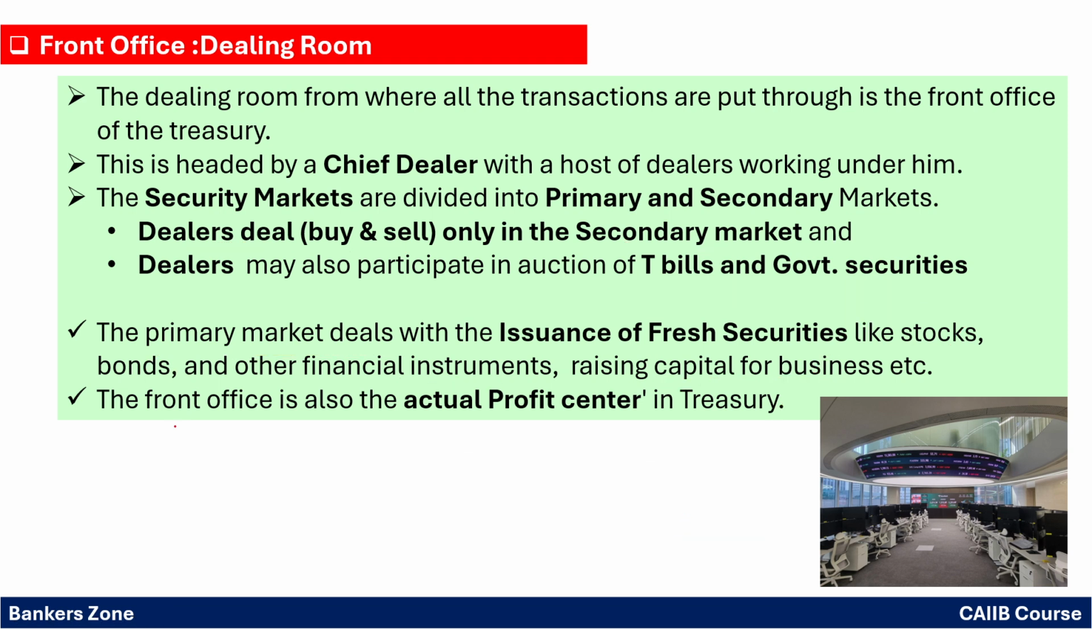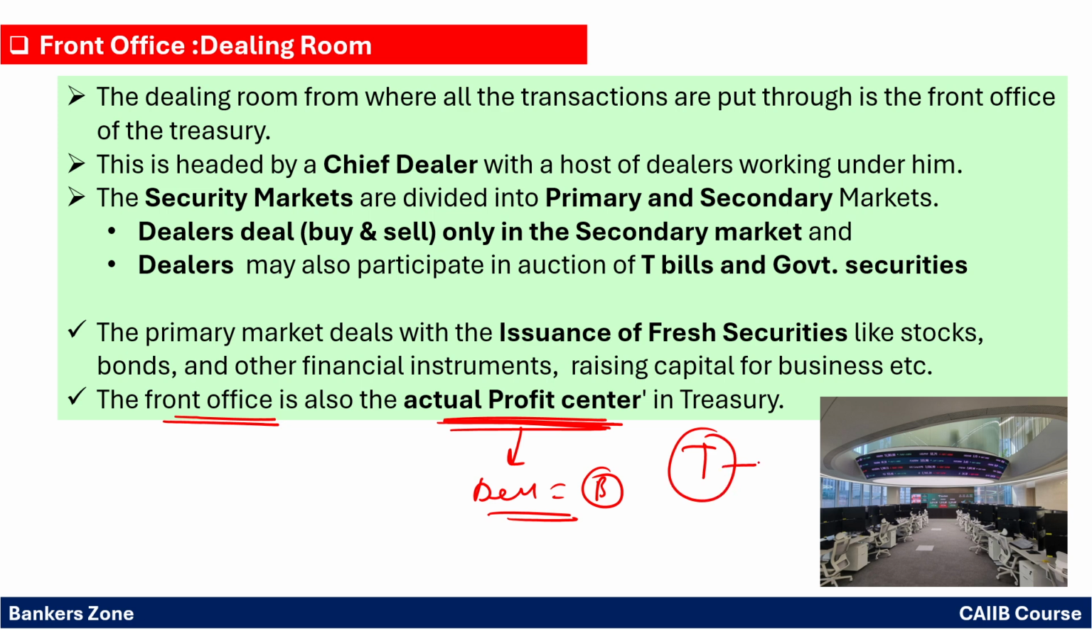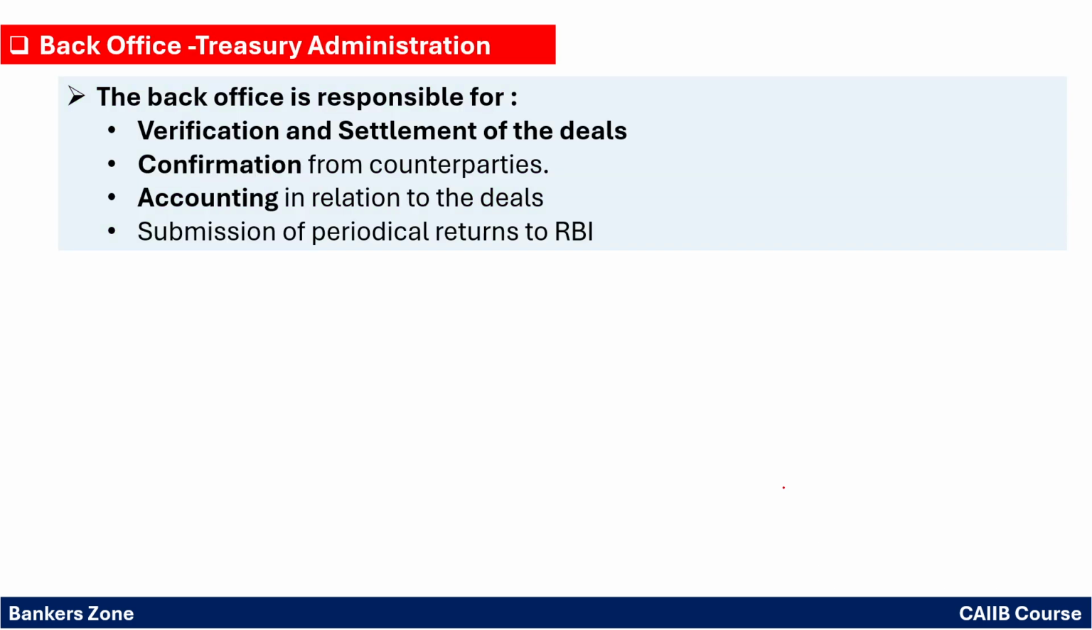Okay. Now the front office is also called the actual profit center. Why? Because they are doing the deals, they are earning for the bank. So we can say they are working as an actual profit center. So what is an actual profit center? Treasury has evolved as a profit center, and within that treasury, the front office is the actual profit center.